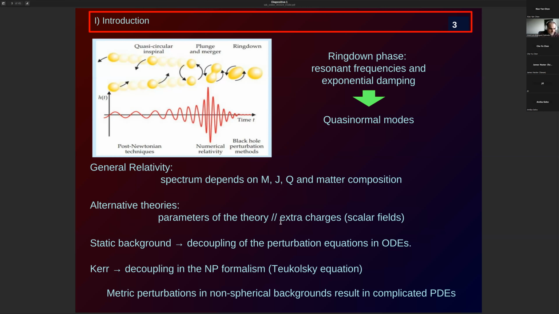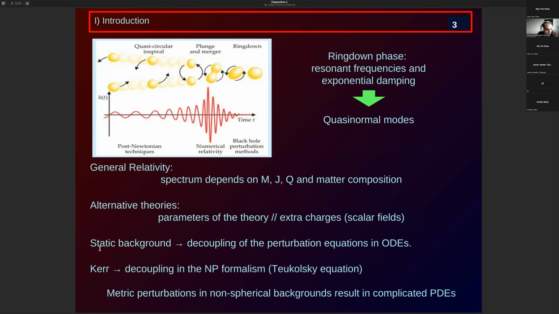and maybe extra charges. For example, if you have theories that include scalar fields, you can also have charges associated with new scalar fields. And now your spectrum depends also on these parameters of the theory. So that's one difficulty, that presumably these alternative theories will have a more rich, at least, spectrum. No? Also, there is a difficulty from the point of view of treating rotating black holes.